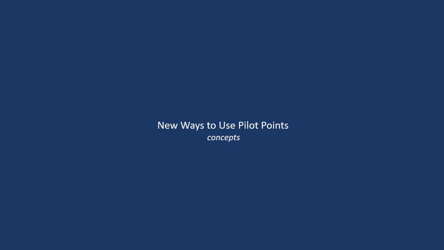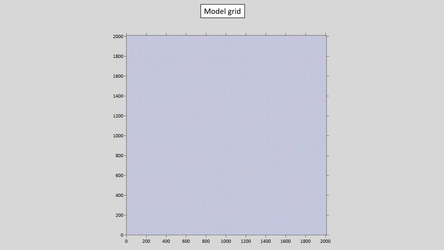Before we talk about new ways to use pilot points, we'll just briefly discuss the traditional way to use pilot points. We start off with a model grid. Now we've got a very simple model grid here, a simple structured model grid. Note, however, that nothing I talk about is restricted to the use of a structured model grid. Everything we talk about we can also do just as easily with unstructured grids.